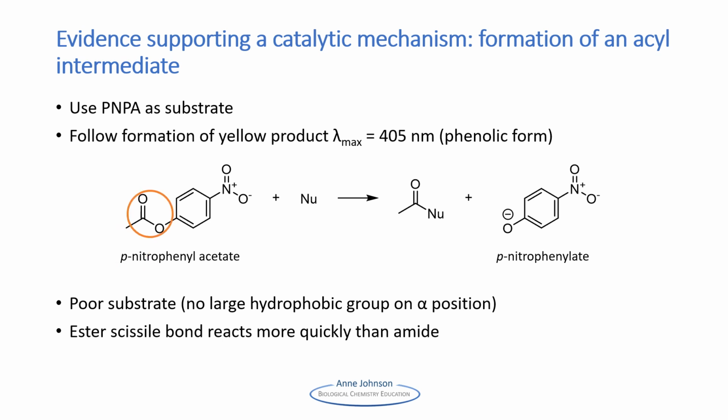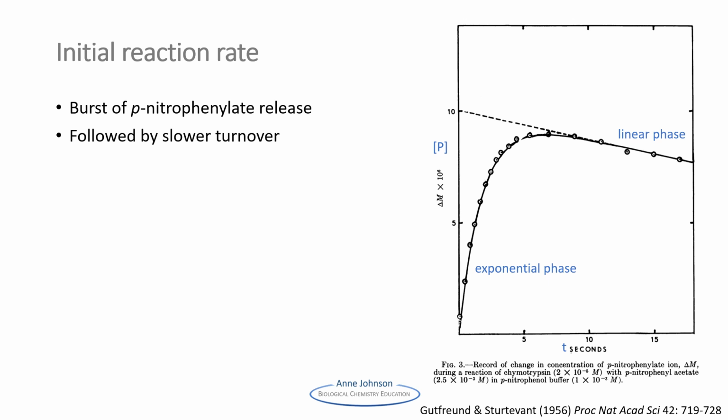However, since it is an ester rather than an amide, and esters are more reactive than amides, it is hydrolyzed more quickly than the corresponding amide would be. This turned out to be important to understanding the catalytic mechanism. When researchers followed the initial reaction rate of chymotrypsin action on paranitrophenylacetate, they found that they routinely obtained biphasic curves like this one. The curve you see is actually the combination of two reaction curves.